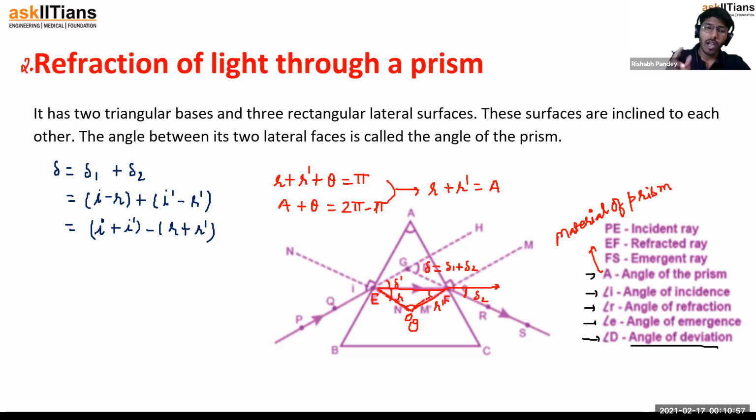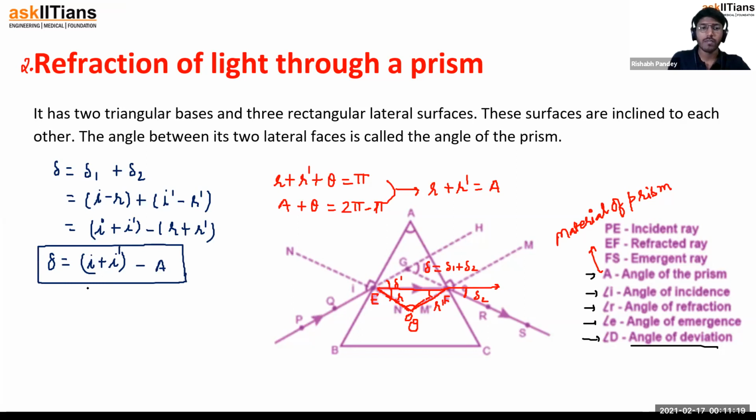Similarly, if I put this over here, I'll say that deviation is equal to I plus I dash minus A, correct? So here we have the formula: if I want to find the angle of deviation, this formula can be used. Or instead of this, you can also use the formula delta is equal to mu minus 1 into A.